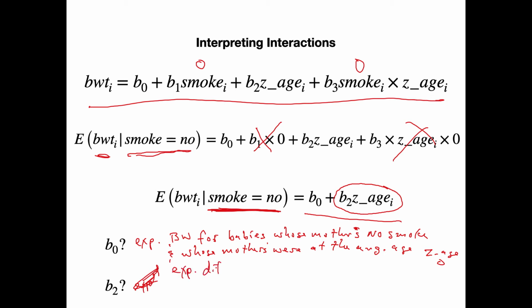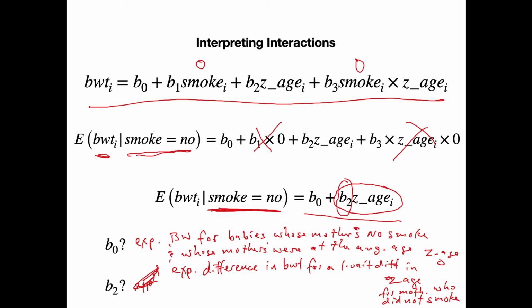Expected difference in birth weight for a 1 unit difference in age, or Z age, which is 1 standard deviation, right? A unit difference in Z age for mothers who did not smoke. Okay? So what you can gather from that is B2 is a very specific interpretation. It goes with a specific group.